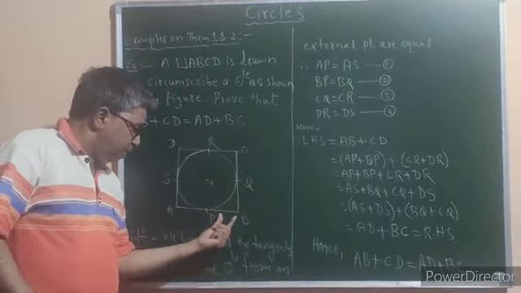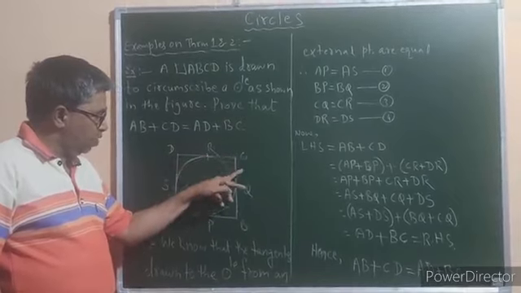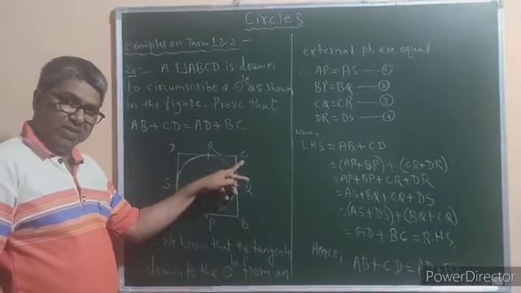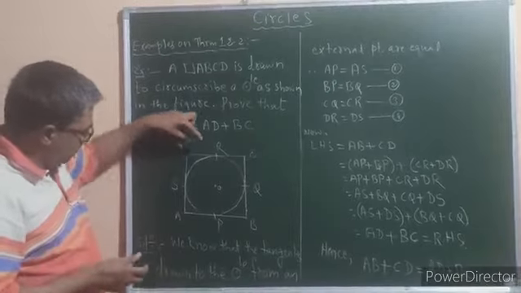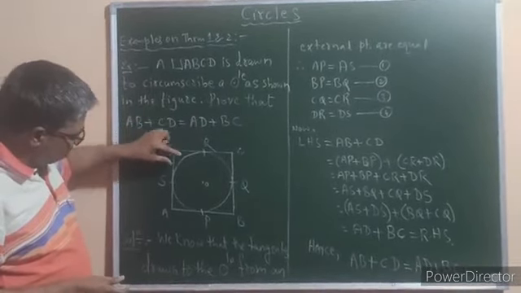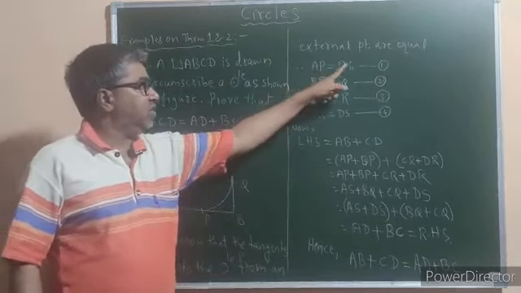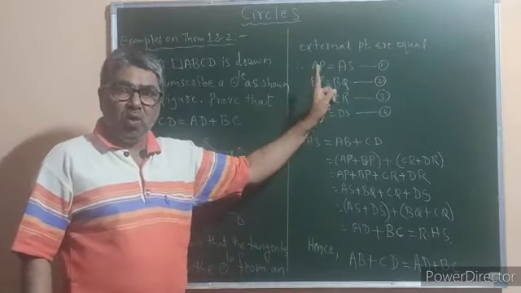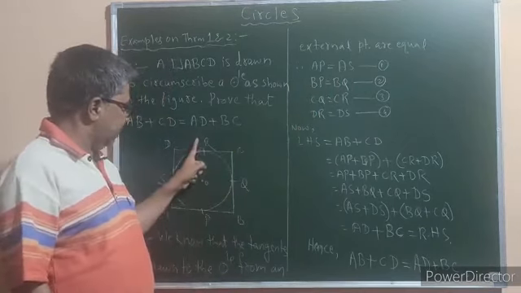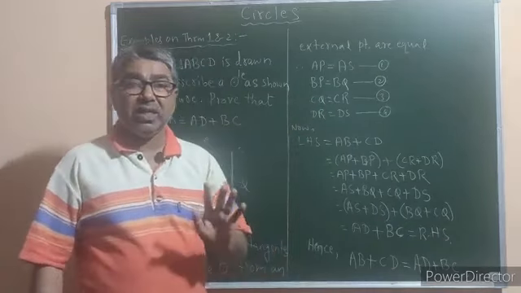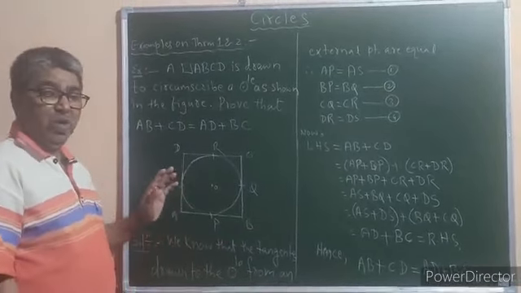In the same way BP must be equal to BQ, CQ must be equal to CR because CQ and CR are the tangents from external point C, and in the same way DR must be equal to DS because D is the external point and DR and DS are the tangents drawn to this circle from external point D. So in this way AP is equal to AS, call this equation 1, BP is equal to BQ, call this equation 2, CQ is equal to CR, call this equation 3, and DR is equal to DS, call this equation number 4.